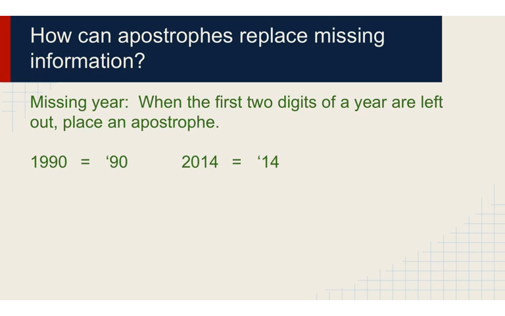How can apostrophes replace missing information? Okay, so when we take a year and we shorten it, we're going to place an apostrophe there. So if we say 1990, but we don't want to write out 1990, we just want to say I was born in '90, we're going to put an apostrophe to show that we left out the 19. Same thing with '14 instead of 2014. We put an apostrophe to show that we're replacing that missing information.